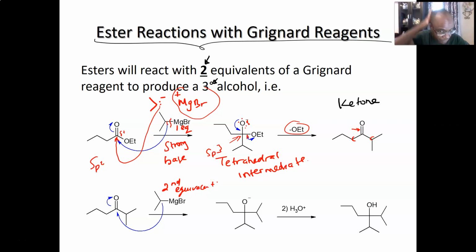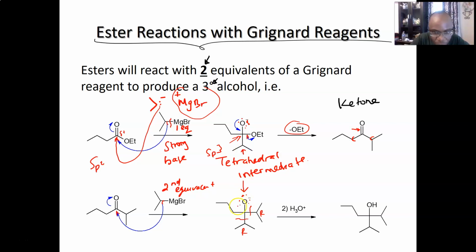So for the second equivalent of Grignard, you do the same thing. Start the arrow from the bond of the Grignard or start from the carbanion, whichever way. You're adding the second isopropyl group. You attack the carbonyl, this opens up. Notice that now you've ended up with two isopropyl groups, or two R groups are added. Again, it's a tetrahedral intermediate, just like we had up there. This is a tetrahedral intermediate.